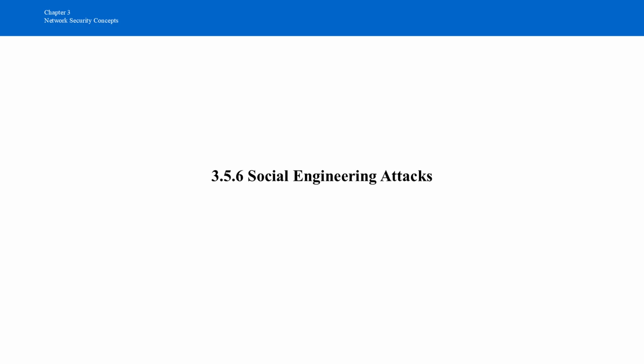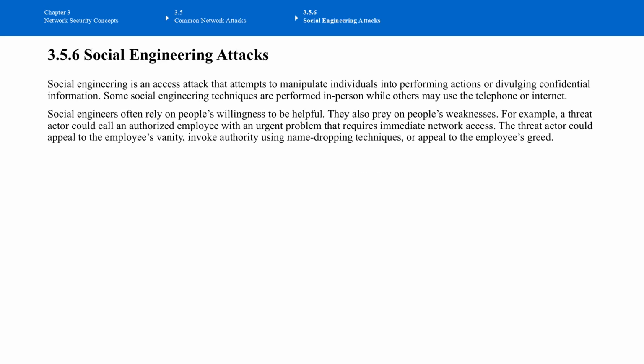3.5.6 Social Engineering Attacks. Social engineering is an access attack that targets people rather than technology. The attacker tries to manipulate or trick a person into revealing passwords or confidential information, giving access to a network or system, and performing an action that helps the attacker. Social engineering can happen in person, over the phone, through email, or over the internet.